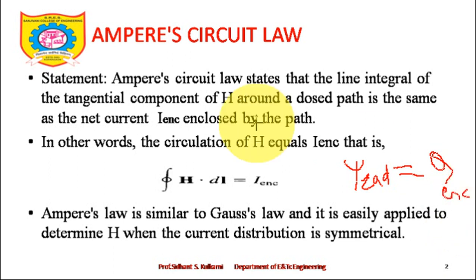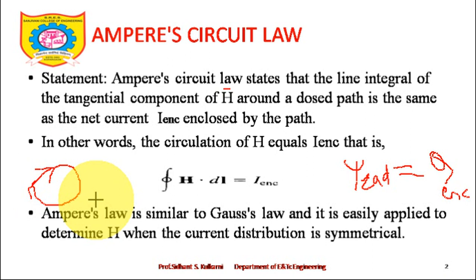Similar to that, what is Ampere circuit law saying? Ampere circuit law states that the line integral of the tangential component of H bar, that is magnetic field intensity, around a closed path is the same as the net current enclosed by the path. Here there was a charge enclosed in the case of Gauss law; here it is the I enclosed. If I need to calculate a current, do you agree with me? If I have this wire and a closed path, only then will current start flowing. Otherwise there is no question of current flowing through an open circuit, because for an open circuit current is 0 and voltage is maximum. So I need to have a closed path.